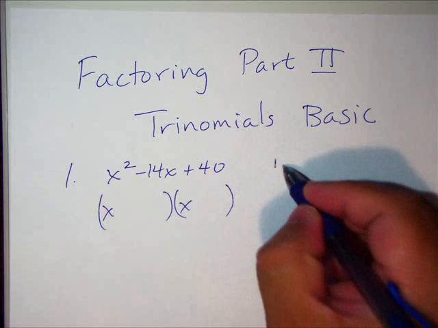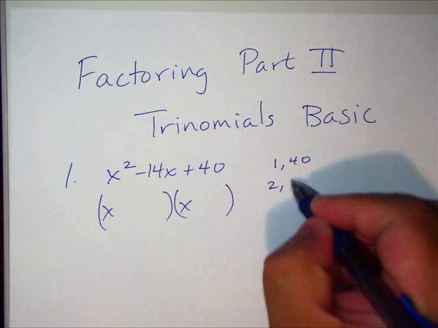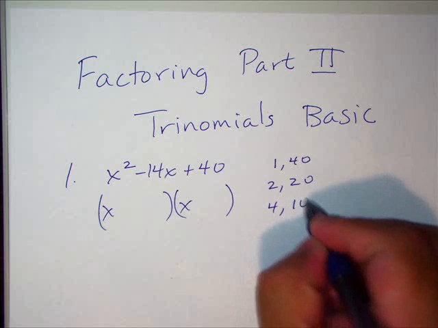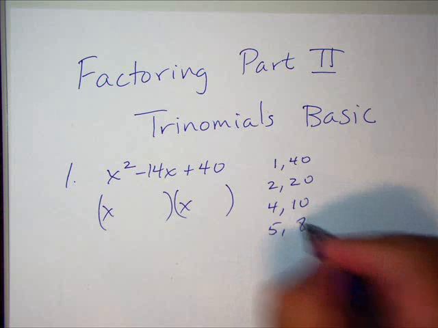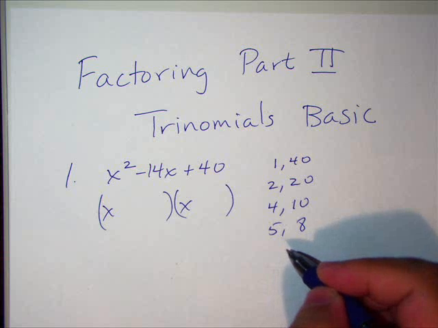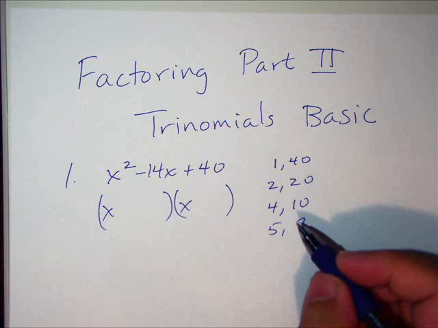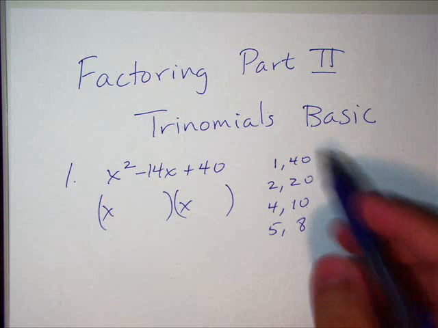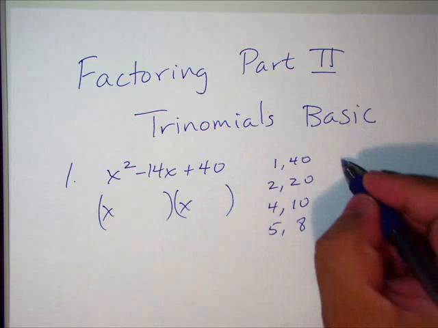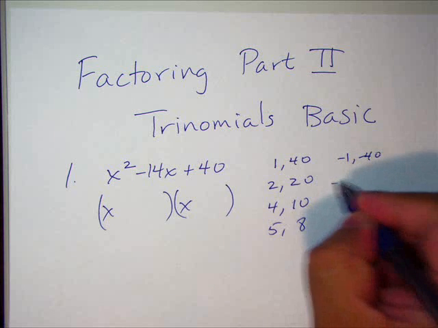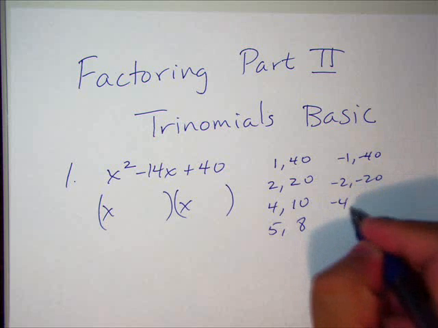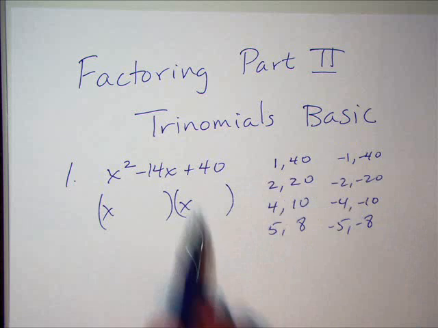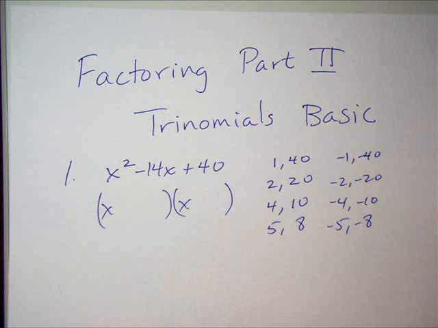You have positive 1, positive 40, positive 2, positive 20, 4 and 10, 5 and 8. Is there more? No, I don't think so. Alright. The problem is, these aren't all of them. There's more. It's negative 1, negative 40, negative 2, negative 20, negative 4, negative 10, negative 5, negative 8. Now, those are all possible ways I can multiply 2 numbers to get positive 40.